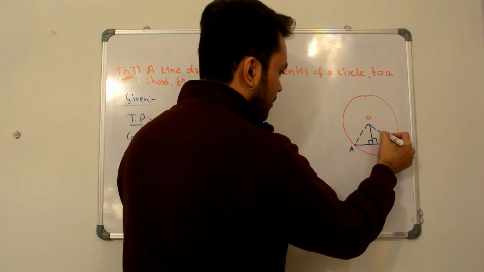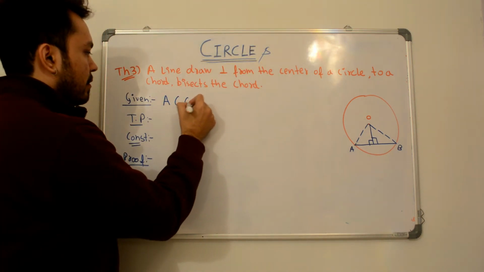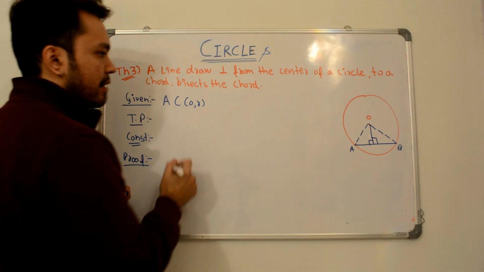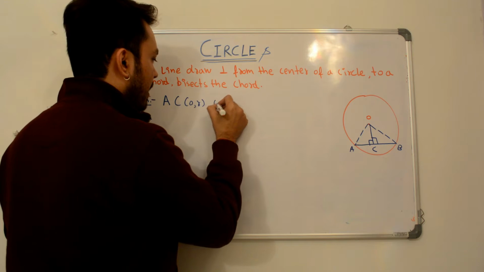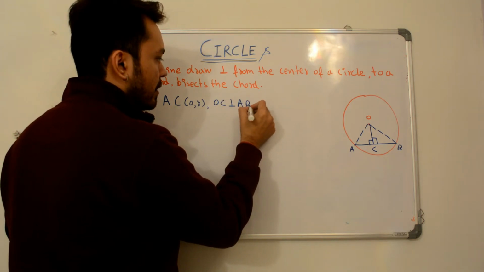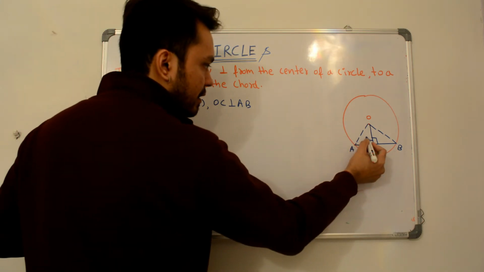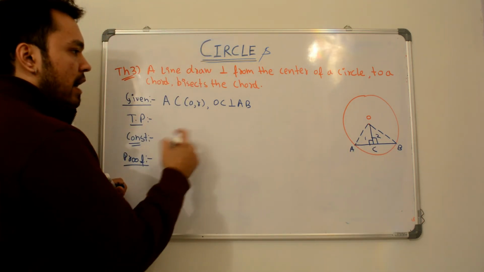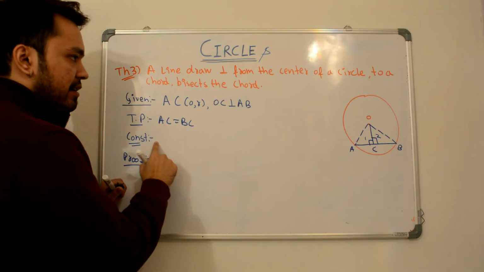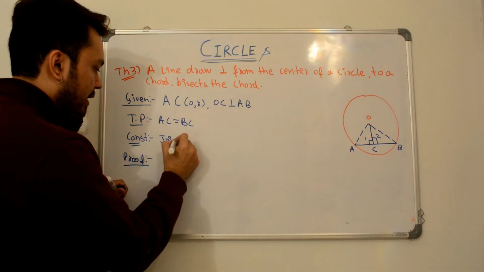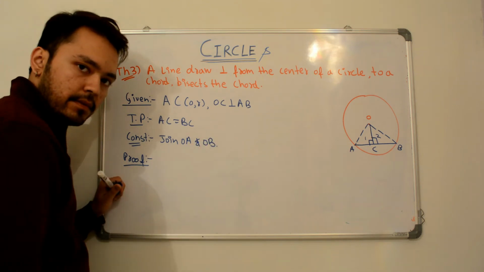And I do a little construction over here. So what I'm given: a circle, center O, radius R. Let's take this point as C, and OC is perpendicular to chord AB. What am I to prove? Let this be angle 1 and this be angle 2. I have to prove that AC is equal to BC. Construction, yes. What? Join OA and OB, right?